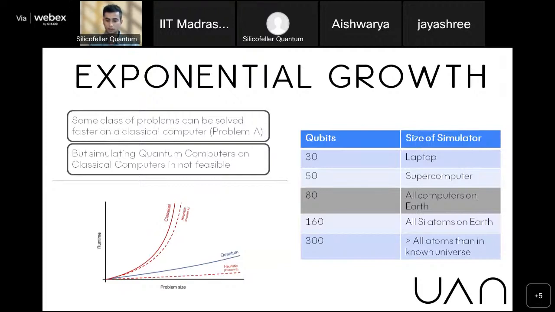So right now there are just about 127 qubits, as I said, and suppose earlier we had an 80 qubit quantum computer, that means even if we combine all the computers on Earth together, they will still have less exponential space or complexity as compared to a quantum computer.